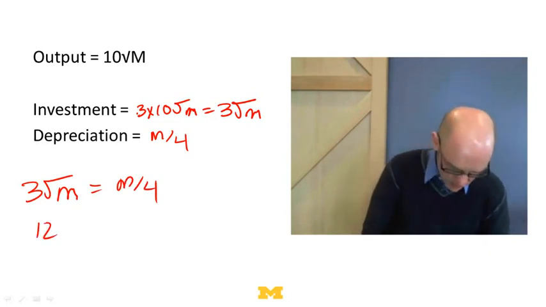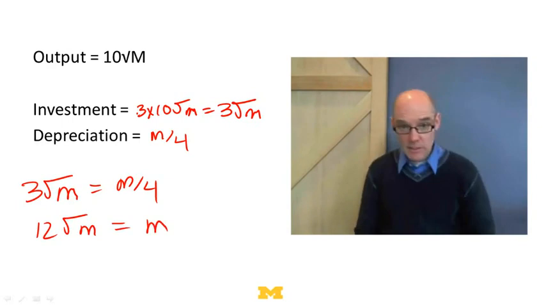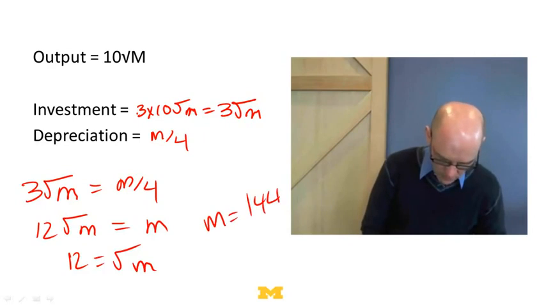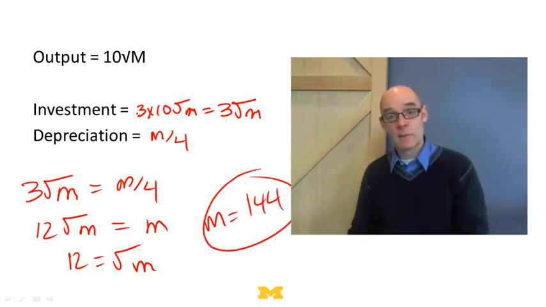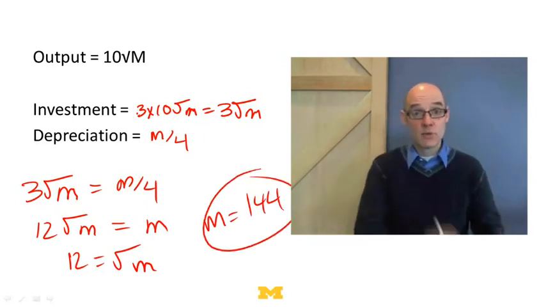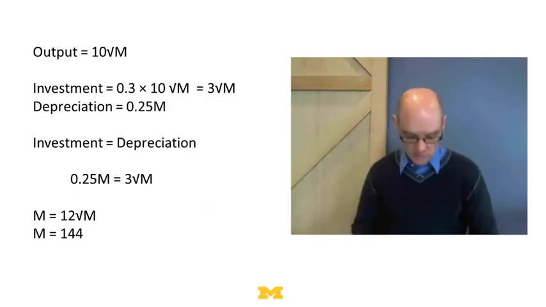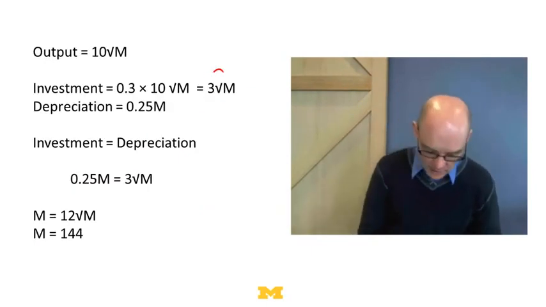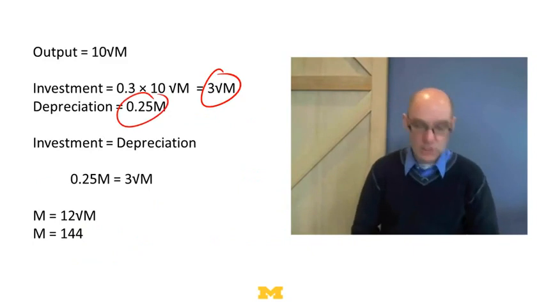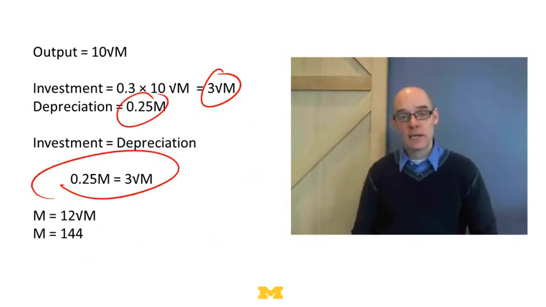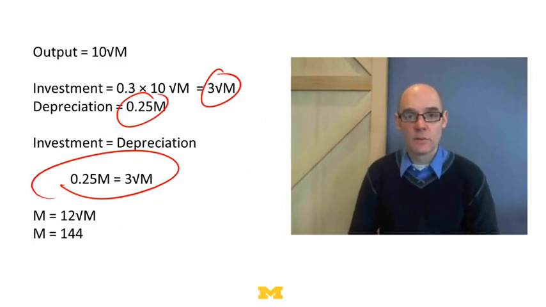So that means 12 times the square root of m equals m. And if I divide both sides by the square root of m, I get 12 equals the square root of m. So that means m is going to equal 144. So if my total number of machines is 144, the depreciation is going to be exactly the same as the savings. So again, here's the math. The investment is 3 times the square root of m. Depreciation is 0.25 m. I set those things equal, and I go ahead and solve, and I get 144 machines.